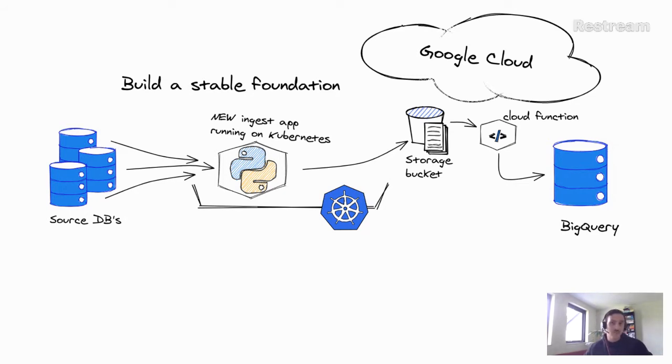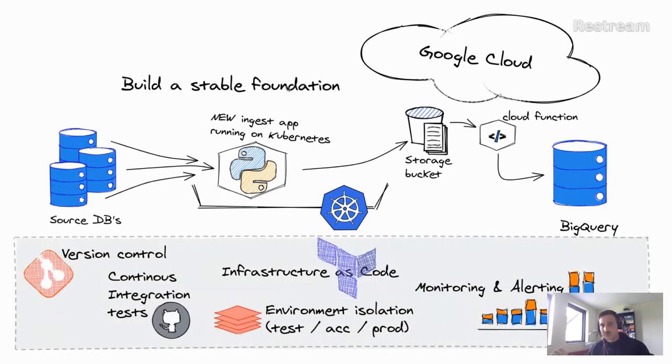What this ingest app would then do was take this data from the source databases, move it to a storage bucket with some metadata, and then using this metadata, we had a cloud function that would pick up the data in the storage bucket and write it to a certain destination in BigQuery. So very simple, very lean, very mean, but we got the principles right.